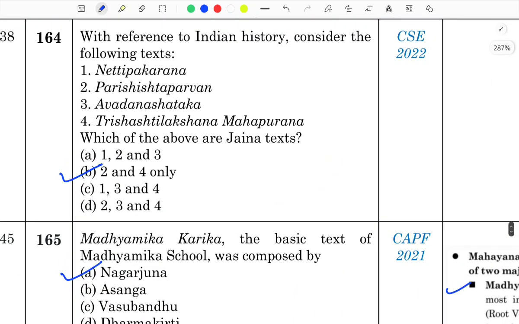With reference to Indian history, consider these texts. This is your much mind-boggling question. Nitipraka­rana, Parishishtaparvan, Avadanashataka and Trishashtilakshana Mahapurana. Only 2 and 4 are correct. They were the Jain texts. They asked you which of these 4 are the Jain texts. So only Parishishtaparvan and Trishashtilakshana Mahapurana, and the rest of the 2 were Buddhist works.